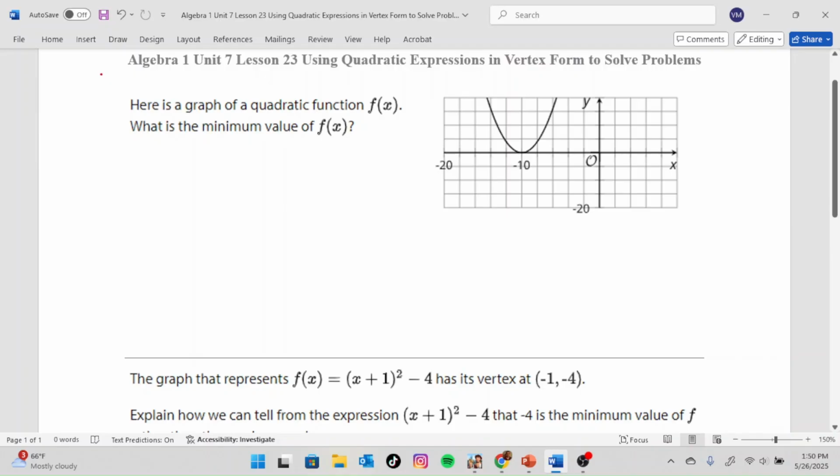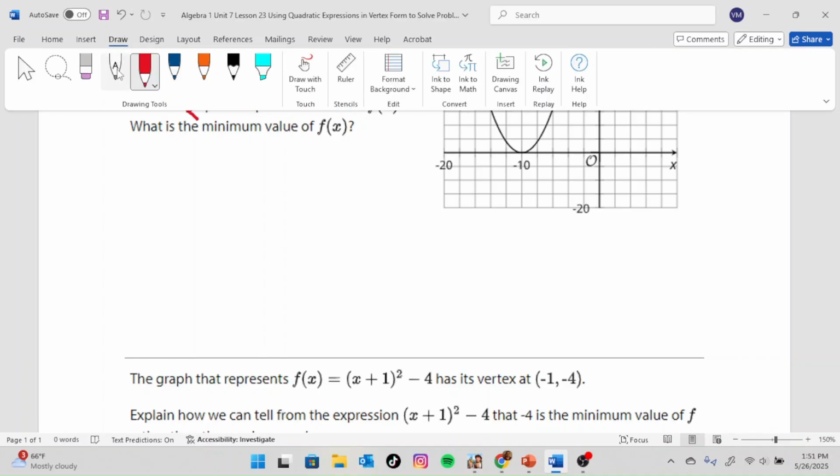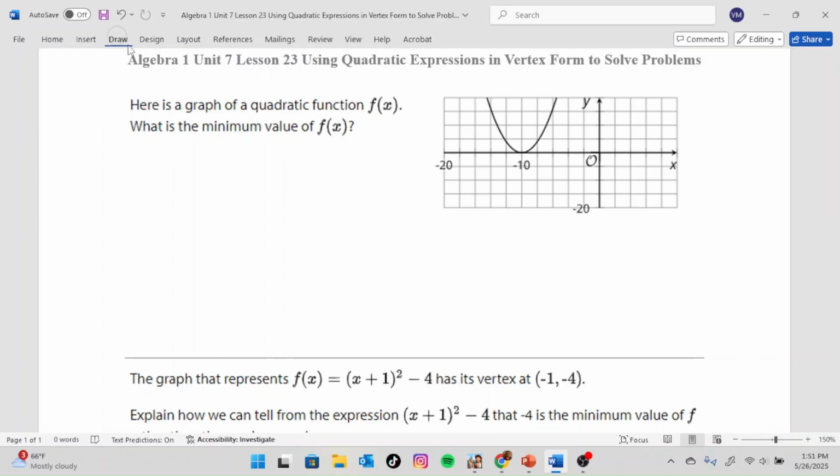Now we can begin the practice problems for Unit 7, Lesson 23. In practice problem 1, they give us a graph of a quadratic function f of x, and they want us to find the minimum value of the function. The important thing to understand is that when they refer to a minimum value of a function, they are referencing the minimum y value.